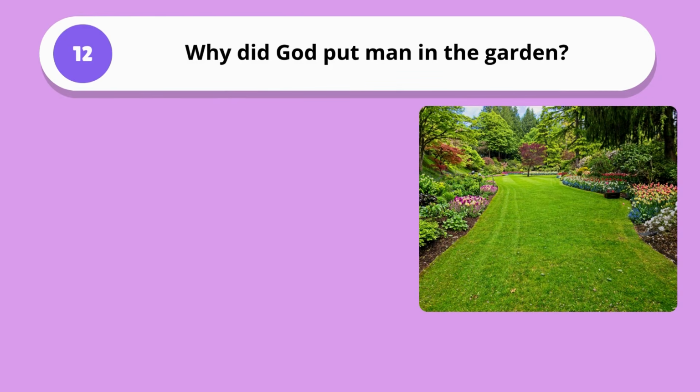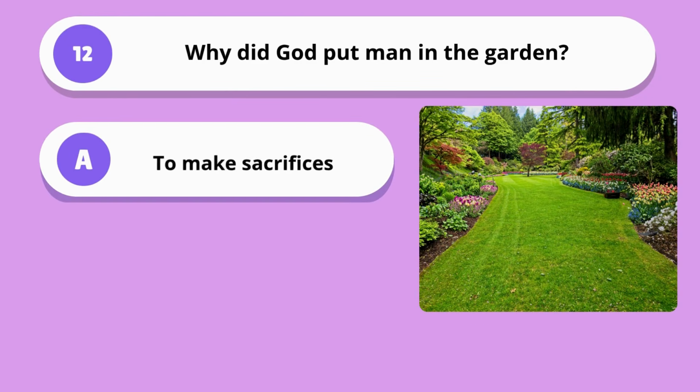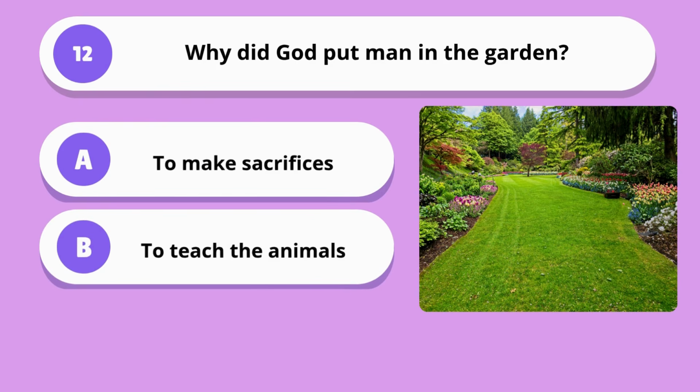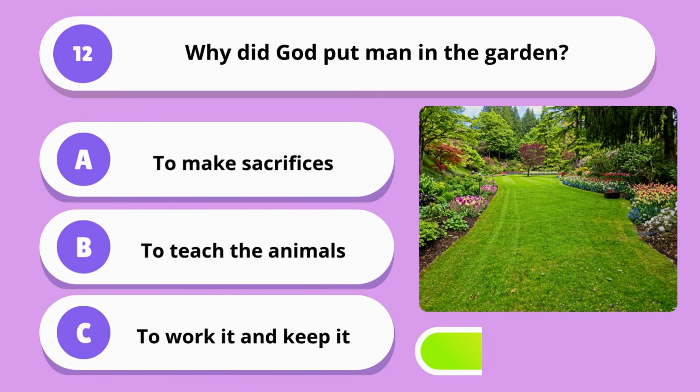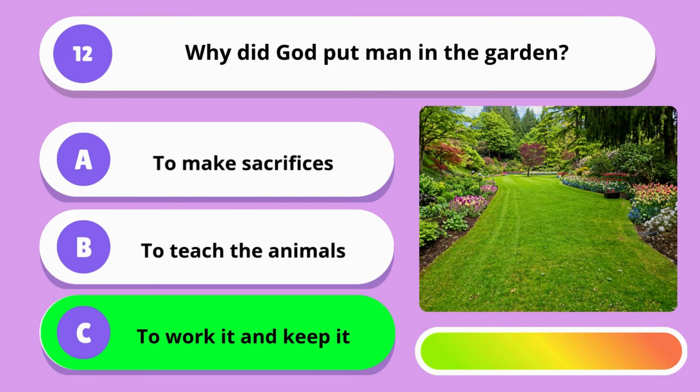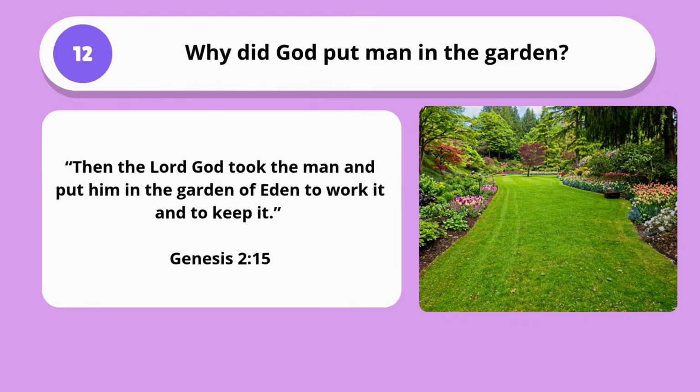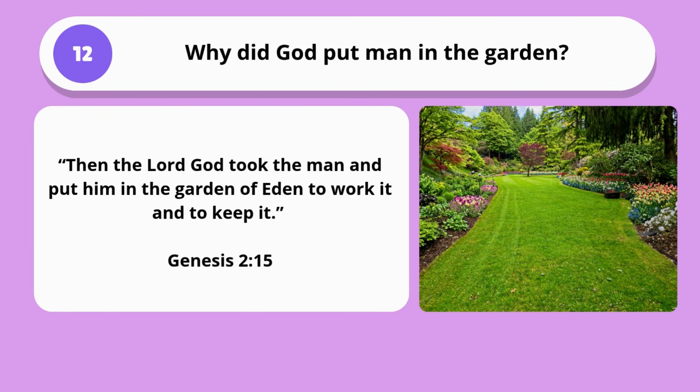Question 12. Why did God put man in the garden? A. To make sacrifices. B. To teach the animals. C. To work it and keep it. The correct answer is to work it and keep it. Then the Lord God took the man and put him in the Garden of Eden to work it and to keep it. Genesis 2:15. Let's continue our review.